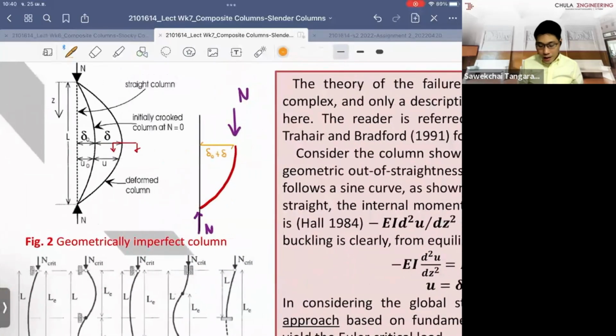The value of delta naught, we call the initial imperfection. Normally when the column comes from the manufacturing, it is not always perfectly straight and has some deviation, and we call this an initial imperfection.